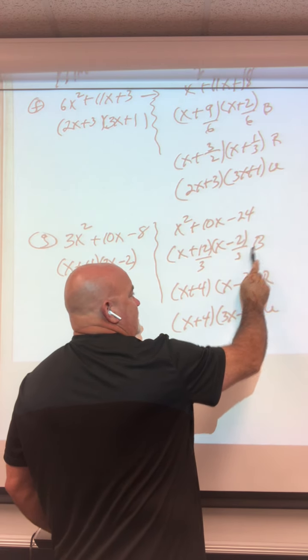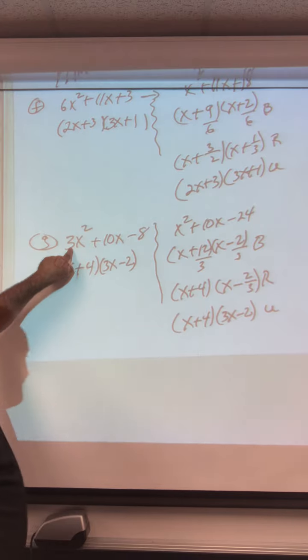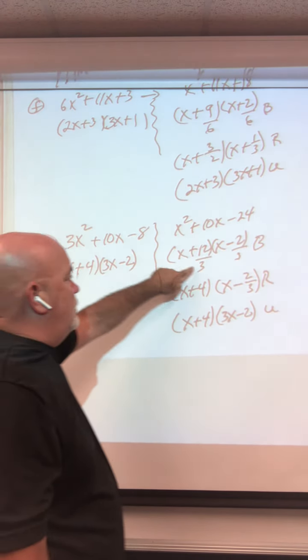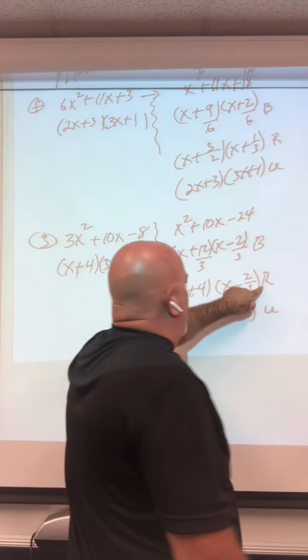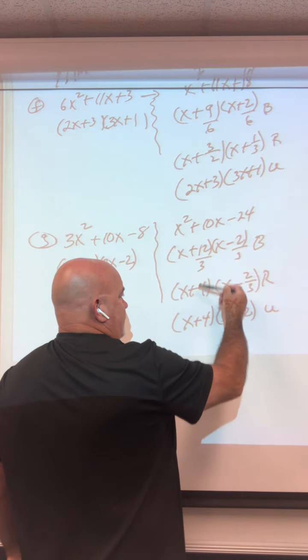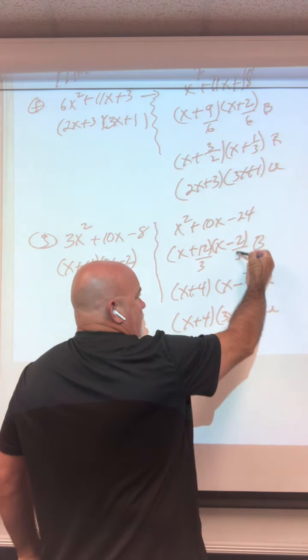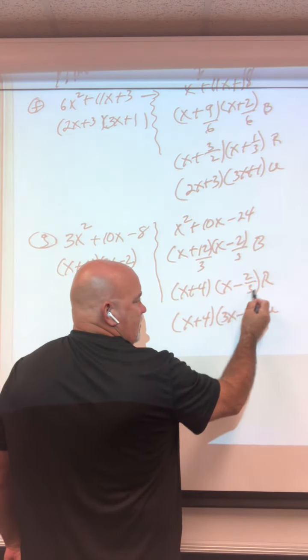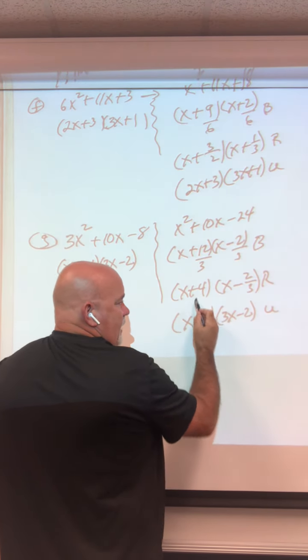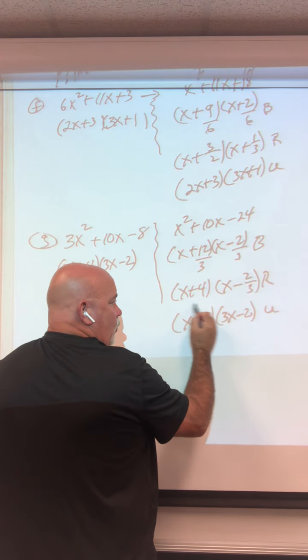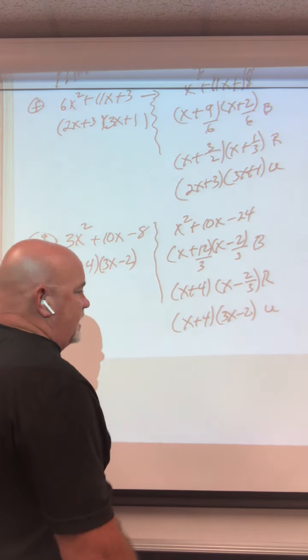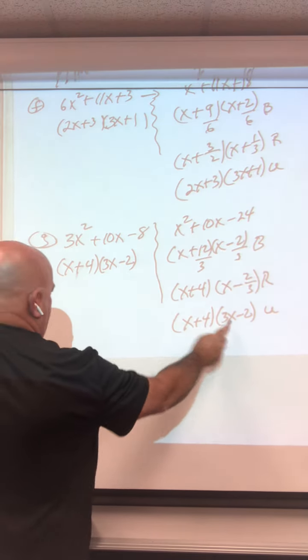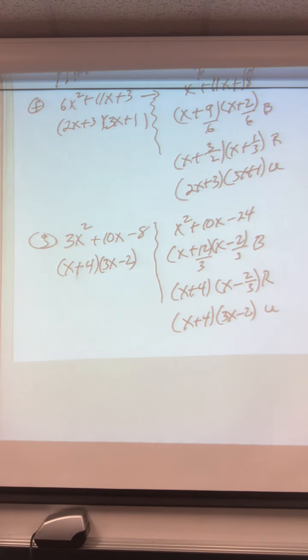Now B. B stands for bottom. The number that you started out multiplying by, you divide by. R is reduce. 12 over 3 reduces to 4. 2 over 3 does not reduce. And then up, bring this number right here up in front. There's no number here other than 1, which if you bring it up, stays the same. So these are the two binomials that multiply together to give you that one trinomial. Okay?